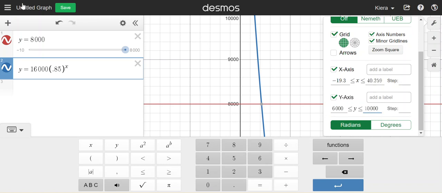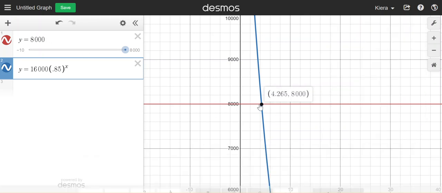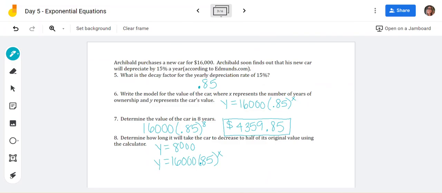I just picked two numbers that are a little bit lower than the y value that I was given that I know is going to be my horizontal line. So they intersect at 8,000 at 4.265. So it would happen in 4.265 years. That's when it will decrease to half its value.